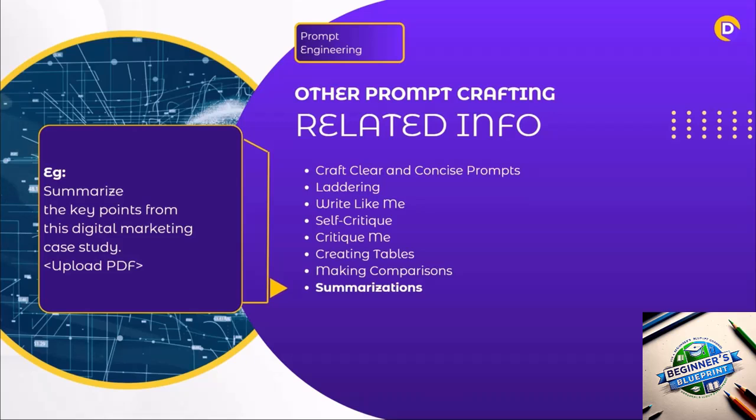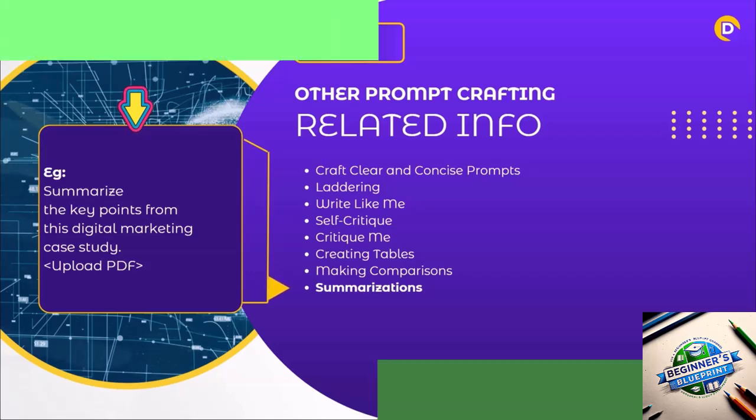And finally, a very handy technique is summarizations. You can get ChatGPT to summarize lengthy text or content like business reports, white papers, case studies, or research documents into concise summaries. Be sure to prompt asking the model to capture key points and essential information. For example, a portion of a prompt could be summarize the key points from this digital marketing study, and then you upload a PDF case study with the prompt.